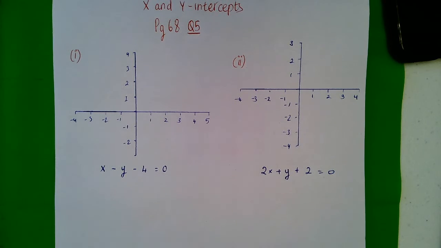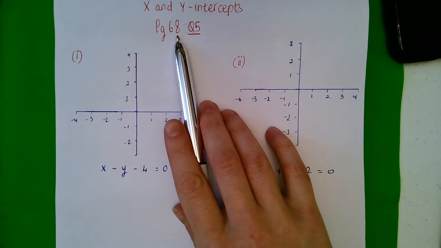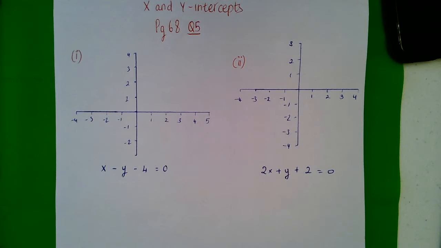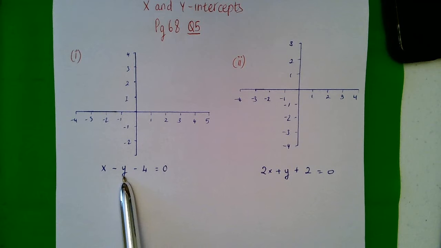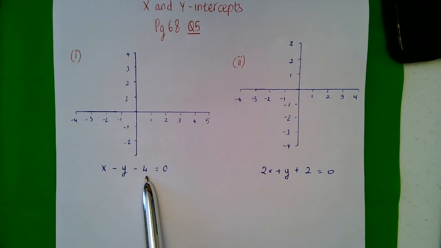In this video we're going to look at finding the x and y intercepts, and we're going to repeat the steps similar to the previous video that I uploaded, but I think a few people had some problems with the work that was given on Friday. So we're looking at page 68, question 5. It gives us the equation of the line x minus y minus 4 equals 0, and it asks us to find the intercepts and graph the line.